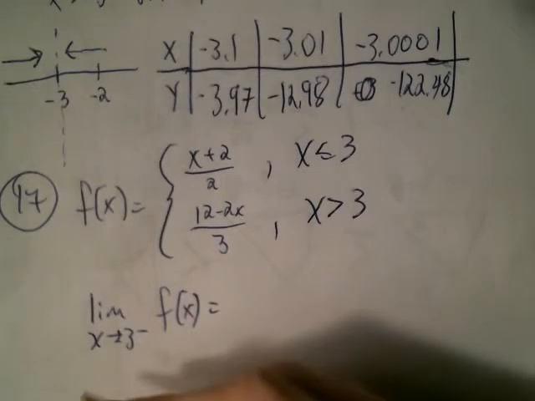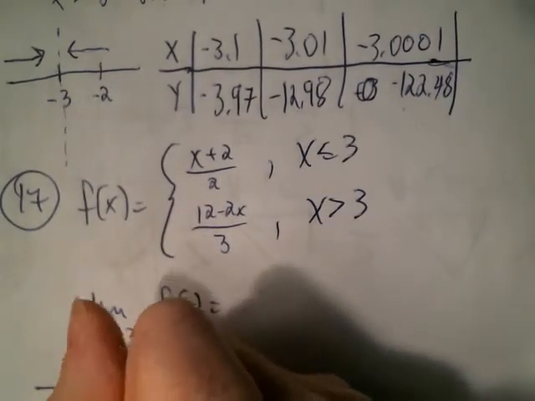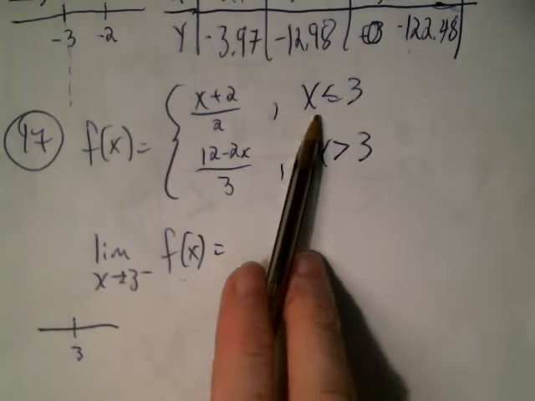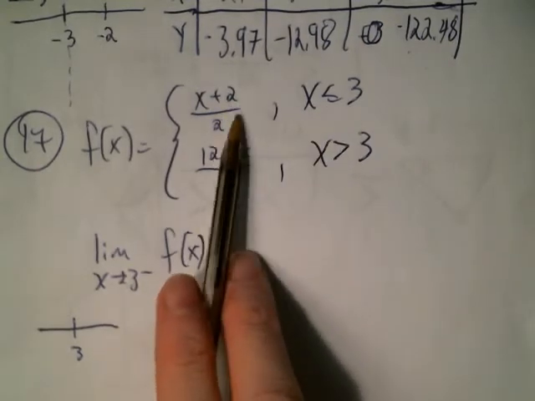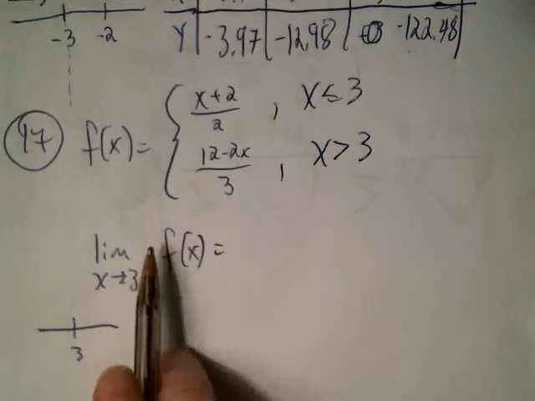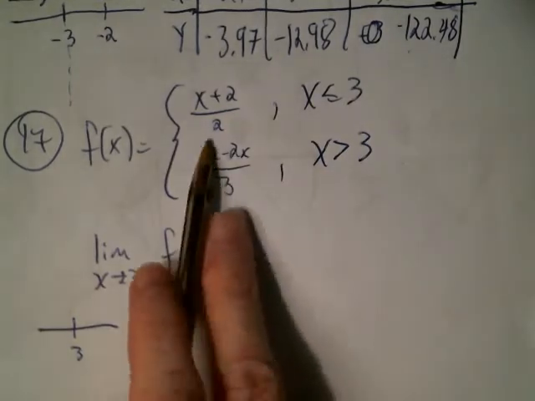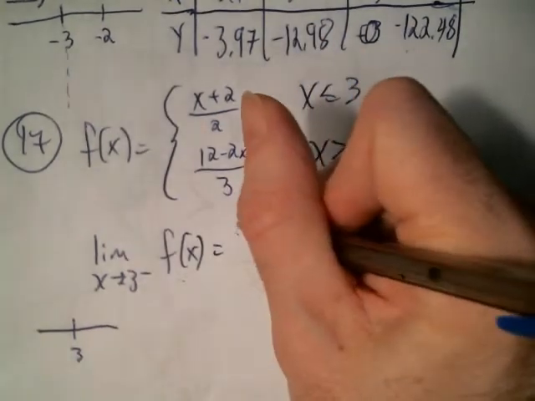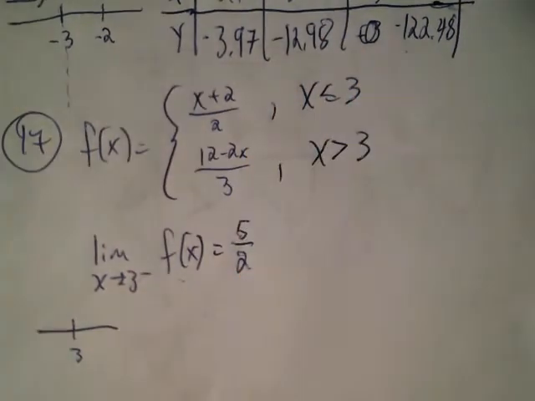So you're thinking of, and maybe you need to draw a little number line, 2, 2.1, 2.2, 2.9, 2.99. So you're thinking of x values less than or equal to 3. In other words, you're always using this expression. And so as we approach 3 from the left, we could do a plug and chug here into this expression. And you have 3 plus 2 is 5 all over 2.